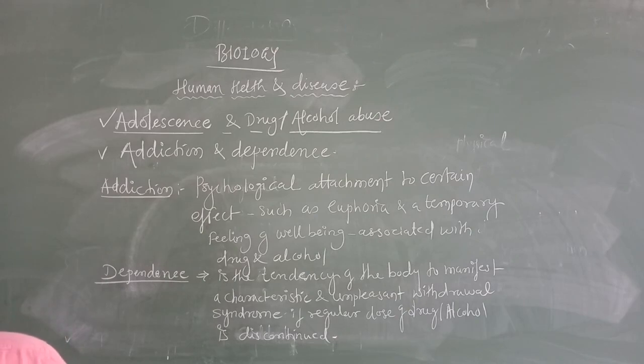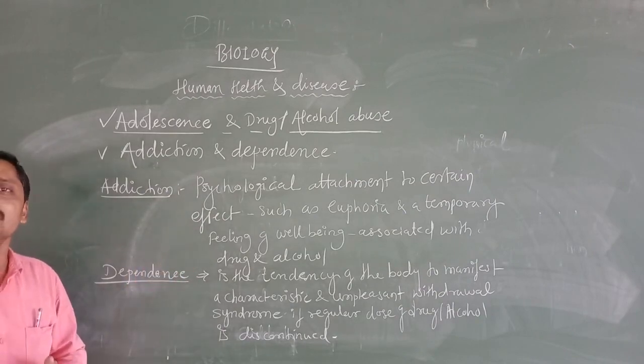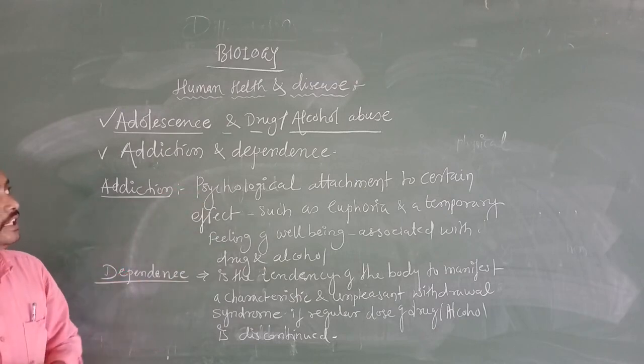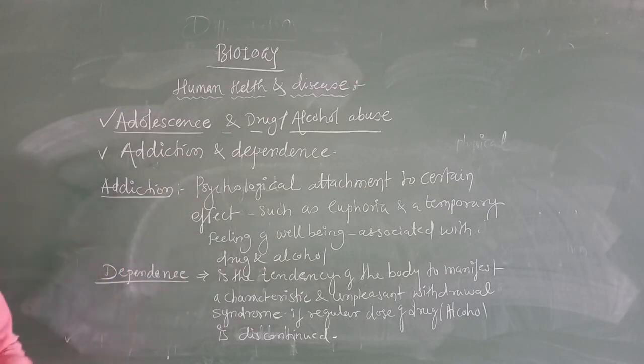Next, with the repeated use of drugs and alcohol, the tolerance level of the receptors present in our body increases. When he tries the drug and alcohol repeatedly, that leads to addiction, and ultimately the addiction leads to dependence. Dependence means showing manifested characteristics or an unpleasant withdrawal syndrome if the regular dose of drugs and alcohol is discontinued. Understood?